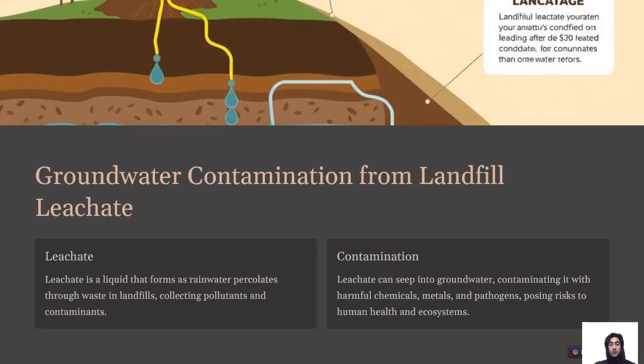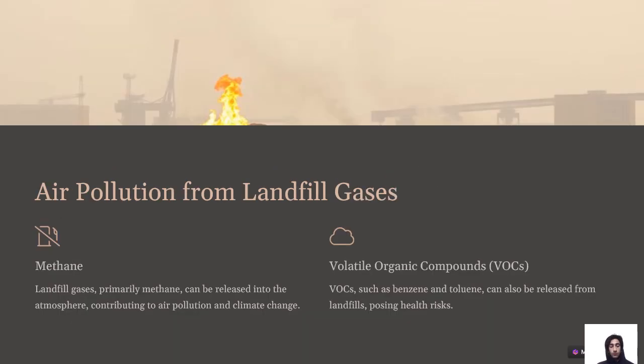Groundwater contamination from landfill leachate. So what is leachate? Leachate is a liquid that forms as rainwater percolates through waste in landfills, collecting pollutants and contaminants. What is contamination? Leachate can seep into groundwater, contaminating it with harmful chemicals, metals, and pathogens, harming human health and ecosystems.